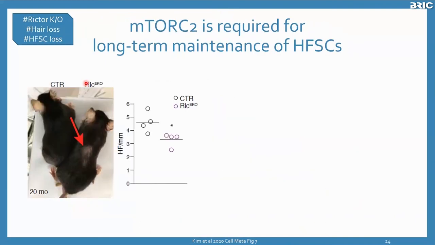And I wanted to look at this in more of a long-term maintenance. So here, this is a 20 months old, which is not really old because mice can live much longer than 20 months. So this is not considered very old, but even at this stage, I started to see hair loss. And when I looked at the hair follicle level, in the case of Rictor knockout mice, the level of hair follicles were decreased, as you can see in this quantification graph.